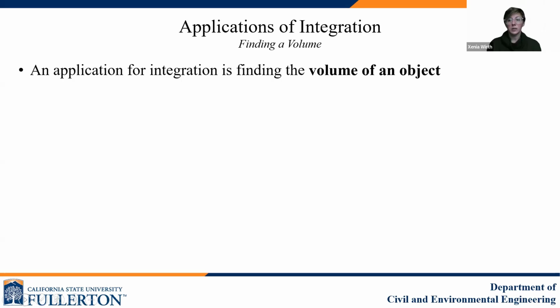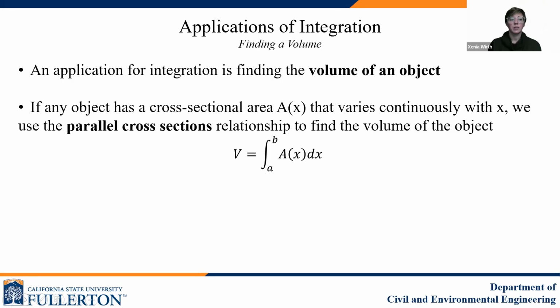There are two ways to do this, and it depends on the area and volume that you have. The first way is using what's called the parallel cross-sections relationship. If any object has a cross-sectional area A of x that varies continuously with x, then we can find the volume by integration by taking the integral of this area A(x) dx from limits a to b. And the area times the length will give you the volume, and you integrate over your appropriate limits.